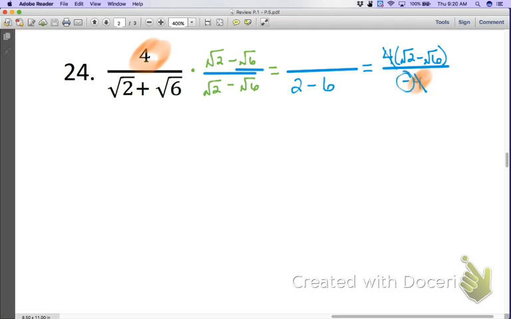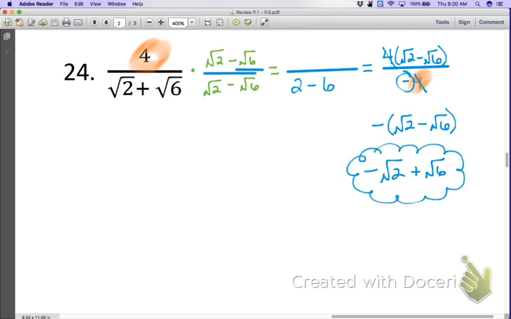So my final answer is just going to be negative times square root of 2 minus square root of 6, which is really just negative square root of 2 plus the square root of 6.